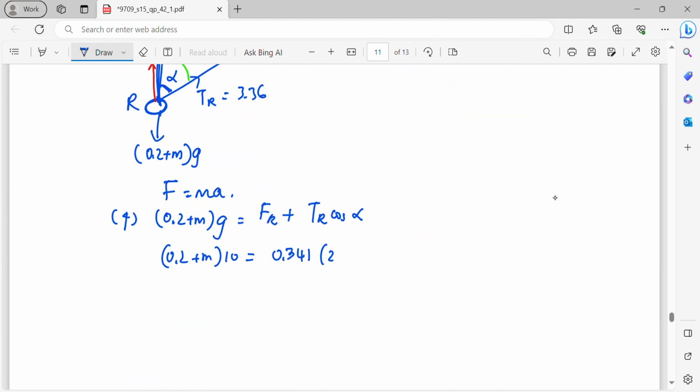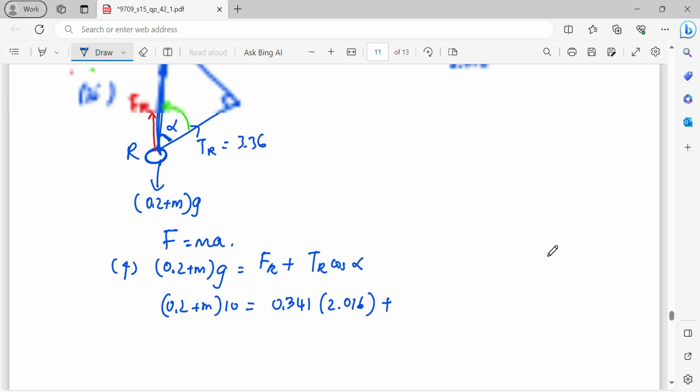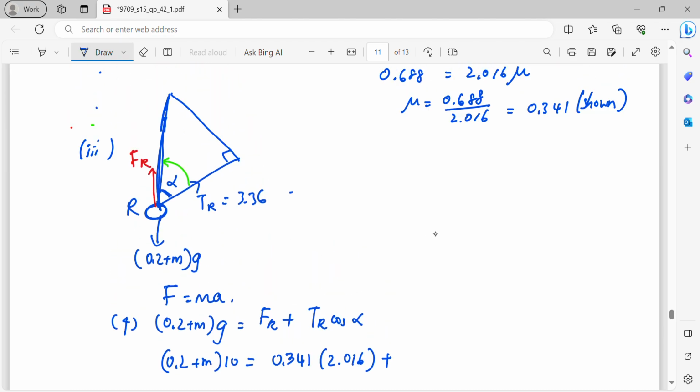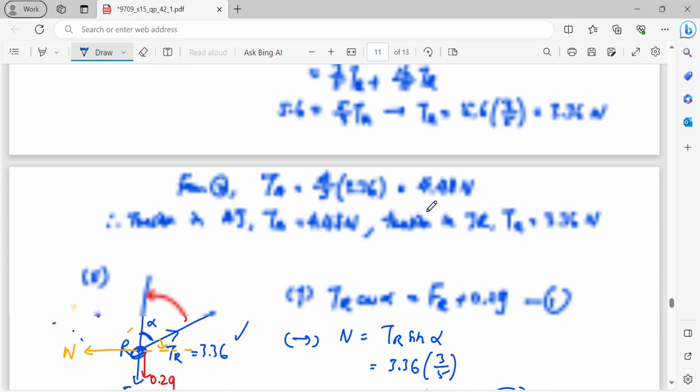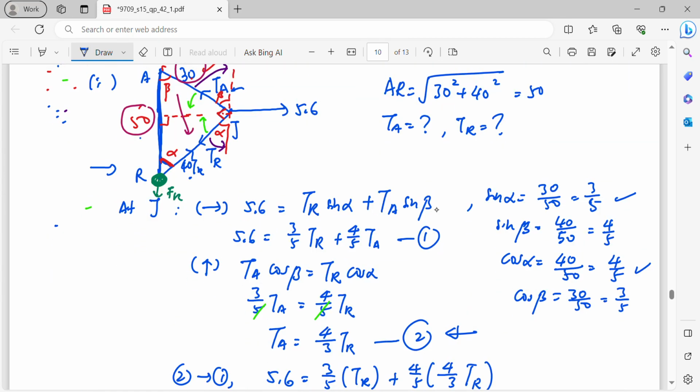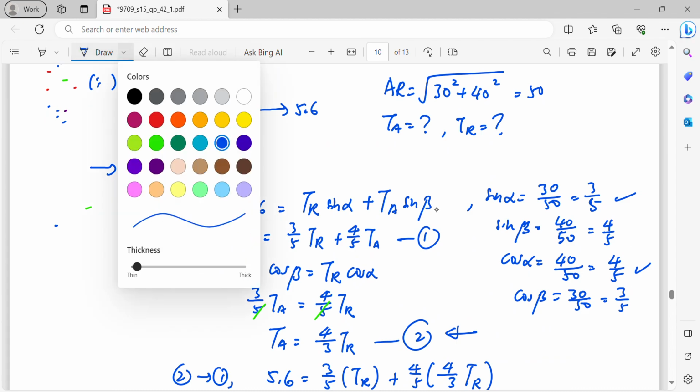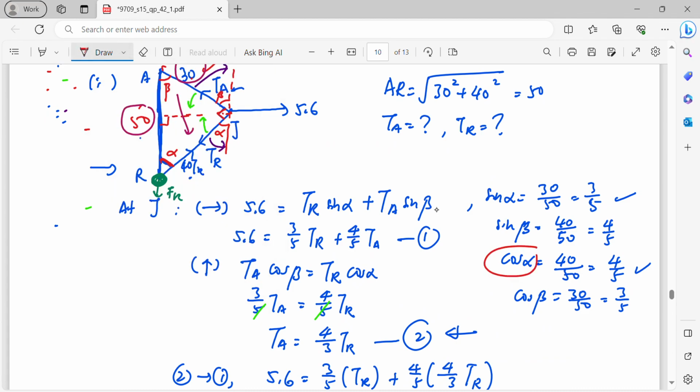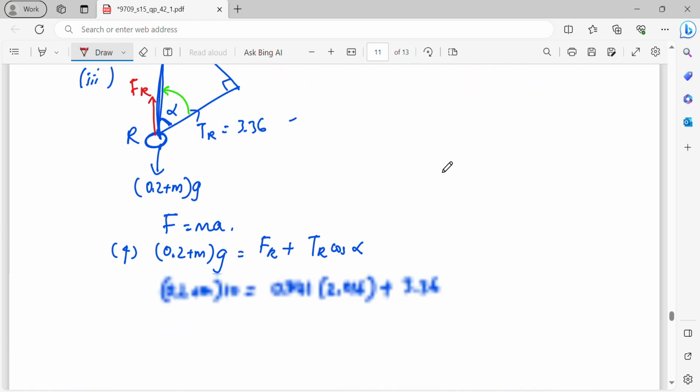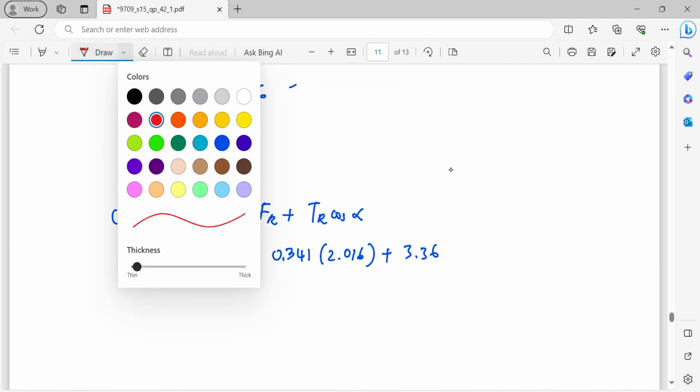Okay, because it is the same wire, 2.016 plus TR. So the TR just now we already found in the beginning, 3.36. Then the cos alpha from the first part. So from first part, my cos alpha is 4/5. Okay, so now need to replace the cos alpha by 4/5.